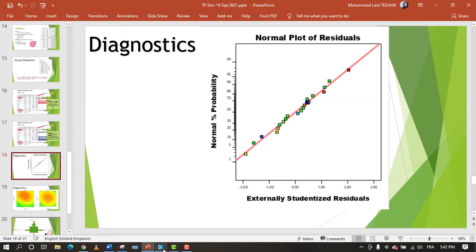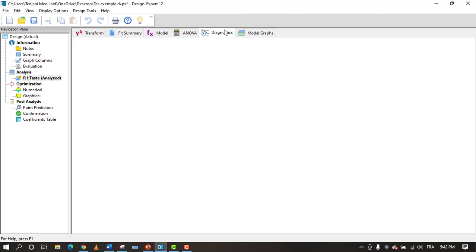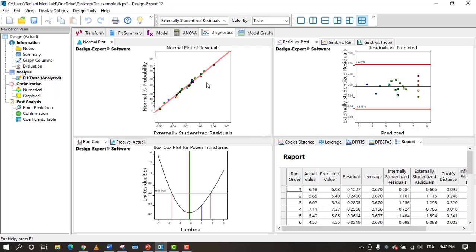After that, we can see the diagnostics. The diagnostics will give us an idea about our design. Is it fitting or not? From here we can see that all our experiments are close to the line, which is a good thing. They must be close to the line. They mustn't be away from the line.